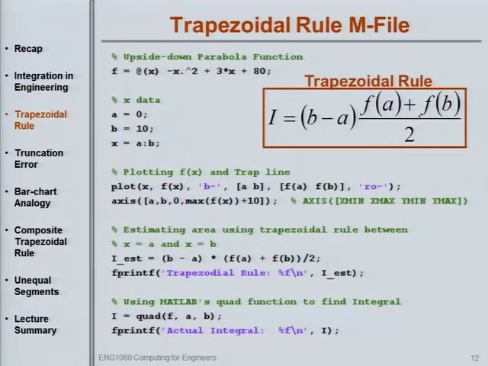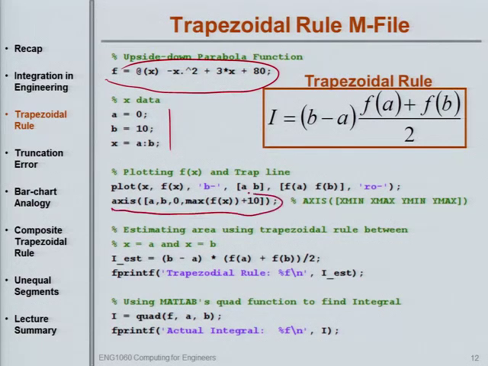But let's have a look at how we'd actually do this in MATLAB in a really simple script. So we're just going to have a look at this function here, minus x squared plus 3x plus 80. That's actually the function on the previous page. We're going to set an interval from 0 to 10, and we're just going to set x to be equal to 0 to 10 with interval increments of 1. We plot that function here.